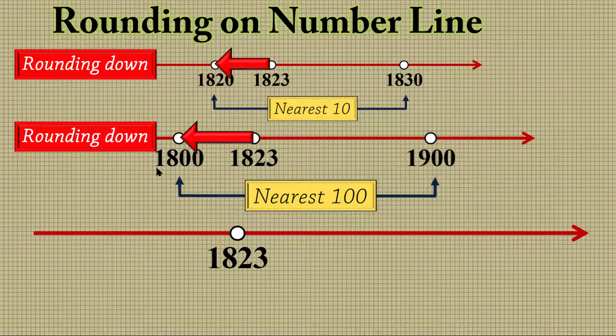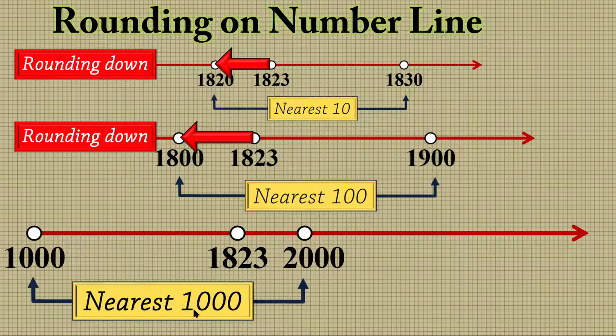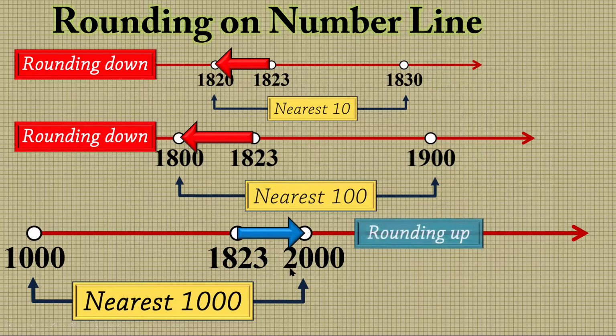If my target number place is thousands, the nearest 1000 will be 2000 and 1000. In this case, the given value is after the halfway. So we will go ahead and we will get the next gas station. The answer will be 2000.